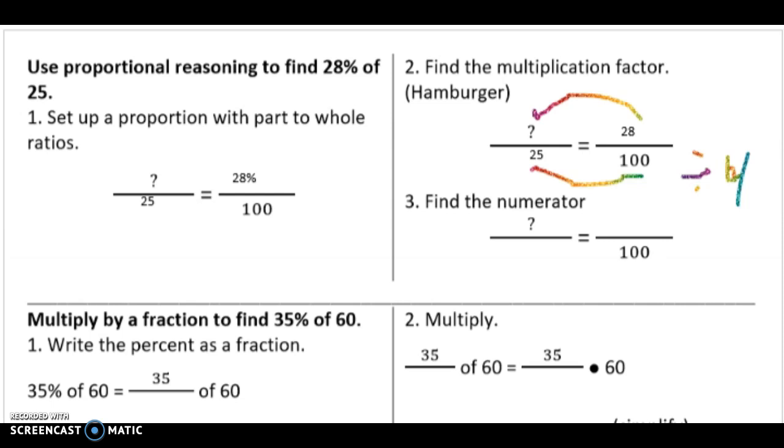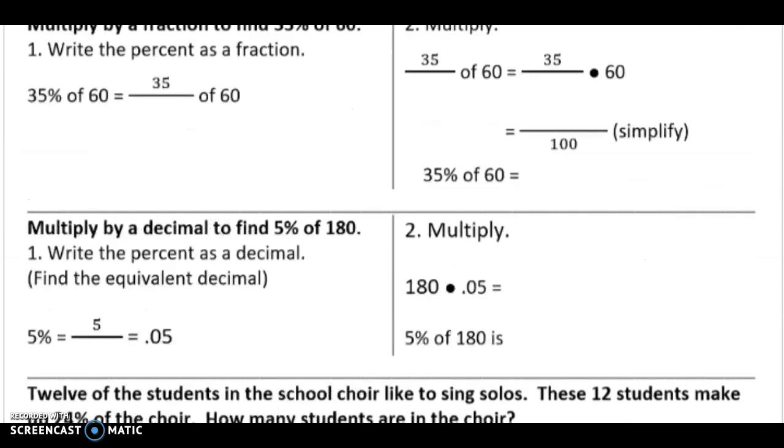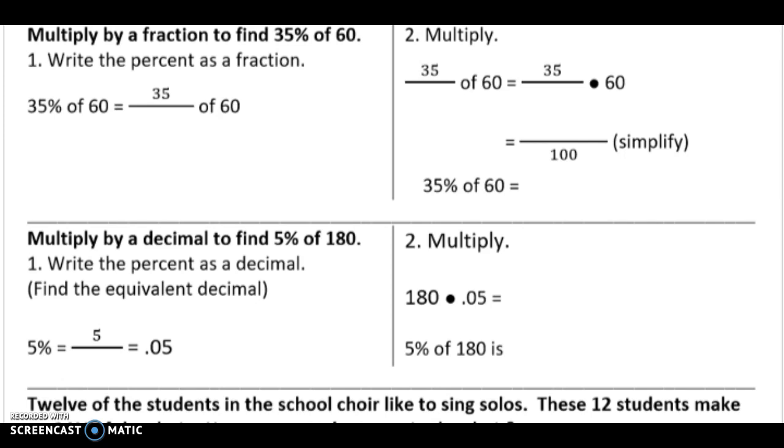So what do we do to our 28 to get over here? We need to divide by 4. And then we need to write our numerator. So again, if we have 28% as 28 over 100, our whole is 25, then our part, 28 divided by 4, is 7. That means if you have an item that's $25 and it's 28% off, we're going to take $7 off.